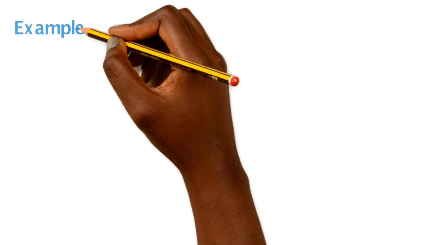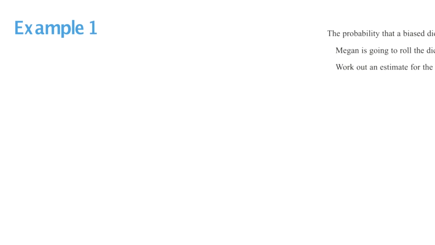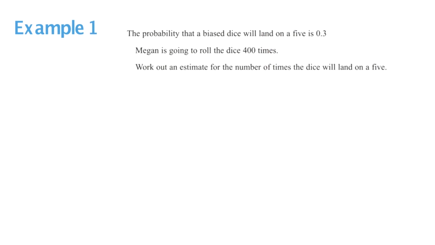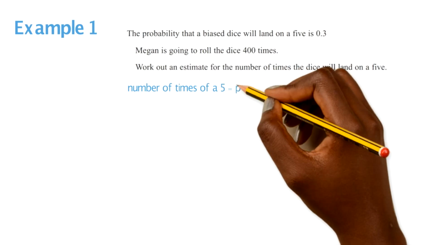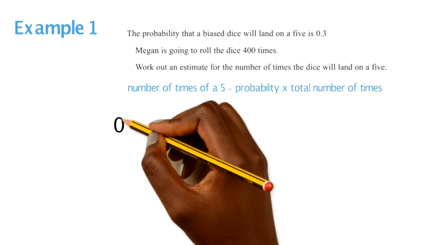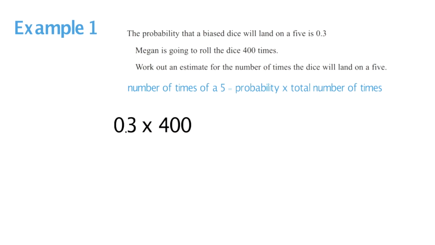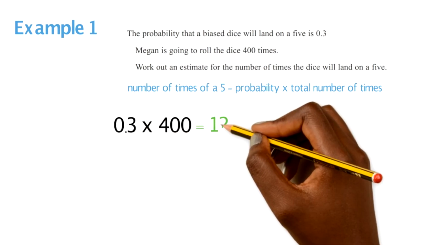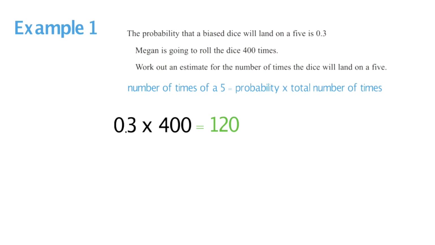So example 1. In this scenario, we've got the probability of rolling a 5, 0.3, the number of times it's rolled, and we're estimating the number of times that a 5 is specifically rolled on the dice. So the number of 5s would be equal to the probability of a 5 times the number of times, which would leave you with 120. That's it.